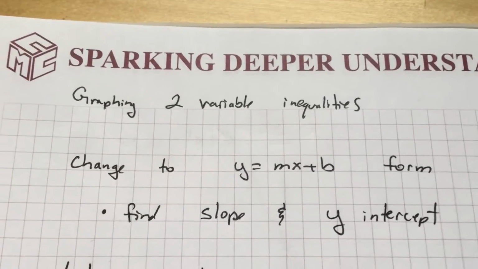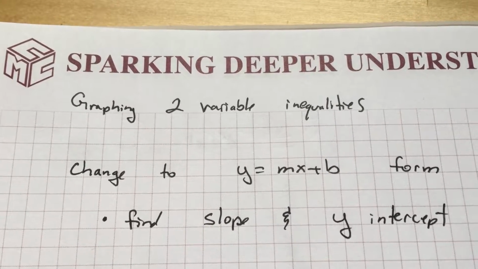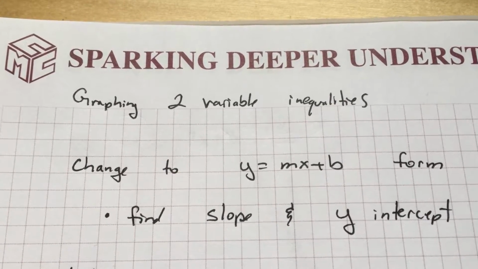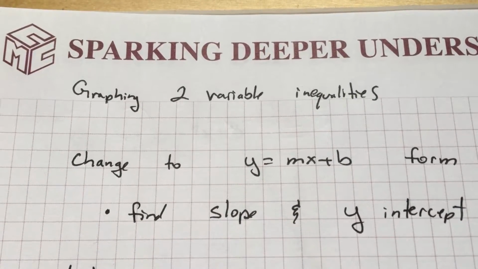The first thing that you want to do is change your form to the y equals mx plus b form. You can easily find the slope and the y-intercept. If you don't want to do that, that's fine, but that's the easiest type.